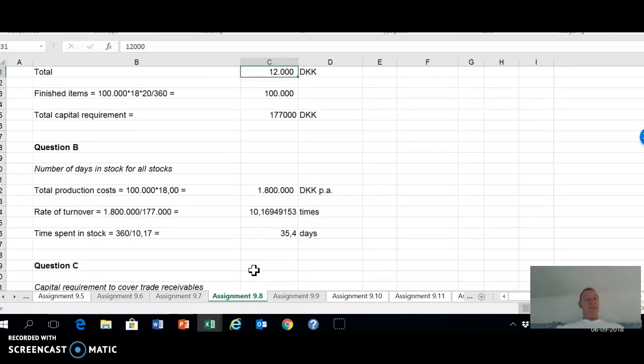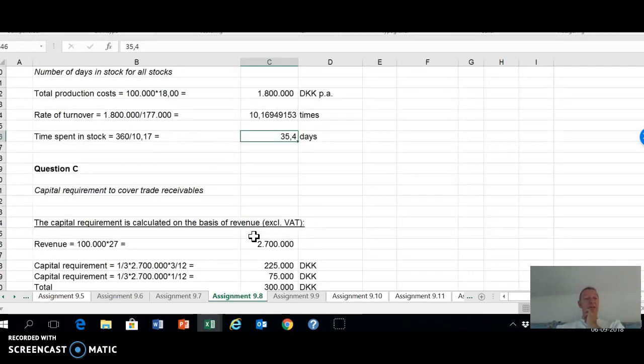And then in the next question, they ask us to find the days if we look at the total stock. And the total production cost is 100,000 units multiplied by the cost price per unit. It's 1.8 million. The rate of turnover is 1.8 million divided by the total stock of 177,000. It equals 10.16. So the time spent in stock is 360 divided by this 10, and we have approximately stock for 35 days.